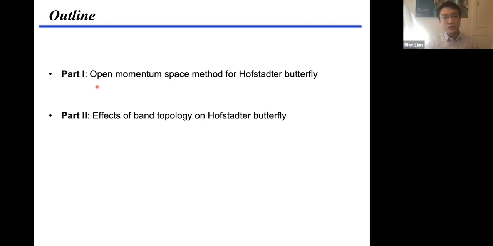So in part one, I'm going to talk about the method which we call the open momentum space method for Hofstadter butterfly. This actually provides us some new understanding of the duality between real space and momentum space in Hofstadter butterfly. And in part two, I will focus on the effect of the band topology on Hofstadter butterfly, which actually can be tested experimentally.